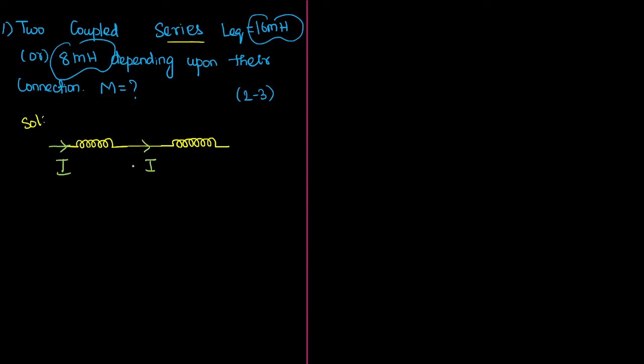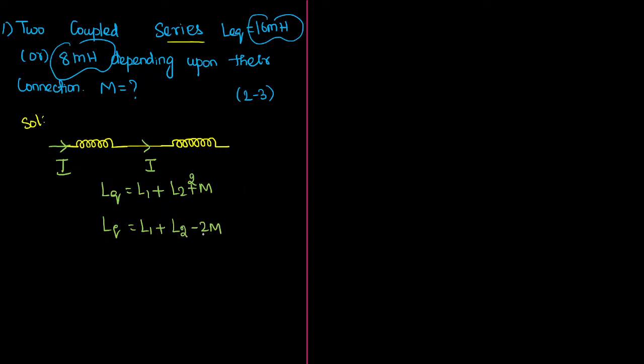Under this situation, I can't give assurance on how they are creating the relation between them. Either they might be attracting each other or they might be repelling each other. Suppose, the L equivalent can be written in two possible ways. First one is L1 plus L2 plus 2 times the mutual inductance. Another one is L equivalent can be written as L1 plus L2 minus 2 times the mutual inductance. Yes or no?